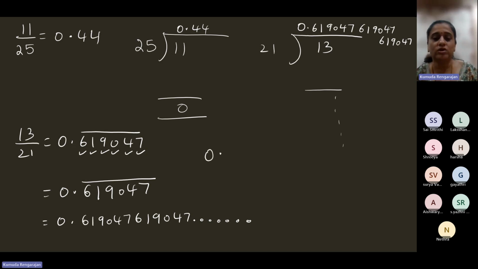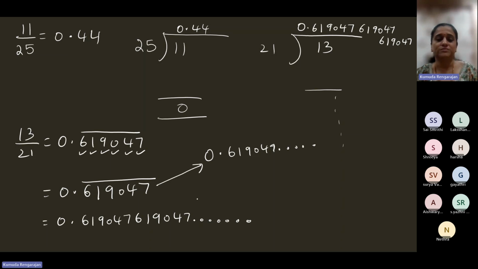You should not do this. You cannot write 619047 and simply put dots like this. This is very vague because you're not clear as to which digit or which set of digits are repeating. Is 7 alone repeating, or is 47 repeating, or is 047 repeating? So it should be clear.